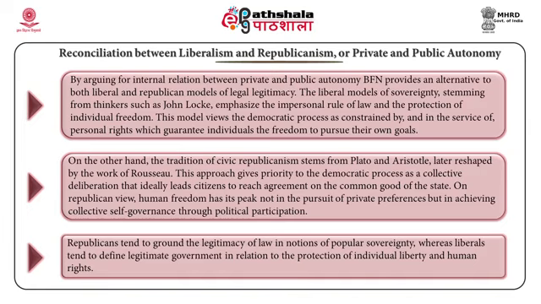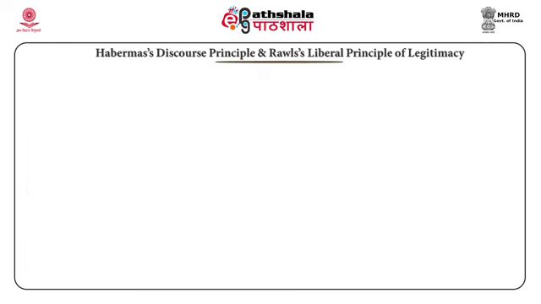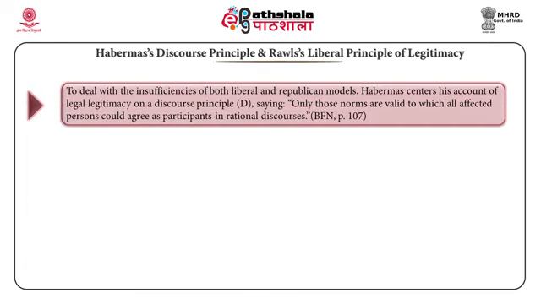So in Between Facts and Norms, Habermas also addresses Rawls's work quite in detail. To deal with the insufficiencies of both liberal and republican models, and remember that Rawls's model is a liberal model, Habermas centers his account of legal legitimacy on a discourse principle. This is how he puts it, and I quote, "Only those norms are valid to which all affected persons could agree as participants in rational discourses." So this sounds very much like a social contract through a liberal lens, a Rawlsian lens.